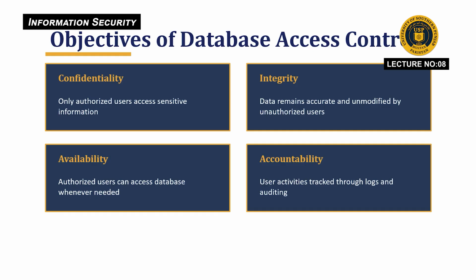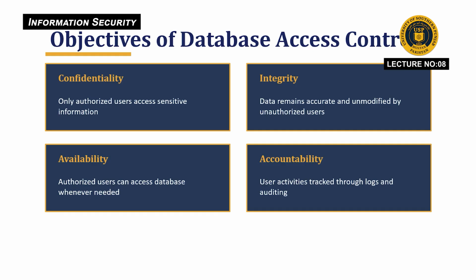The second one is integrity. Integrity means data should remain accurate and correct. Unauthorized users should not modify information. For example, a student should not change marks in the database. Integrity ensures trustworthiness of data.